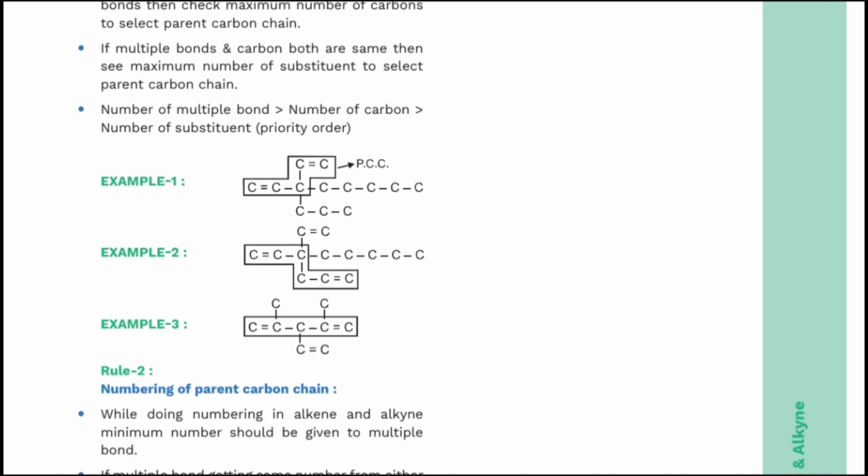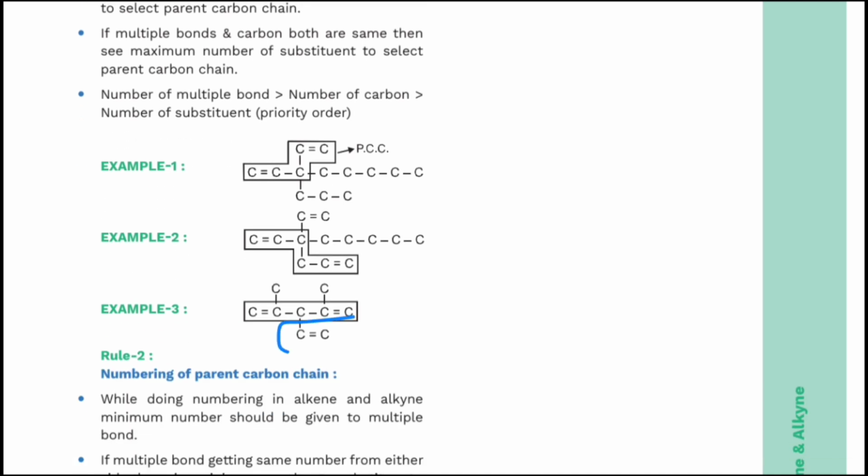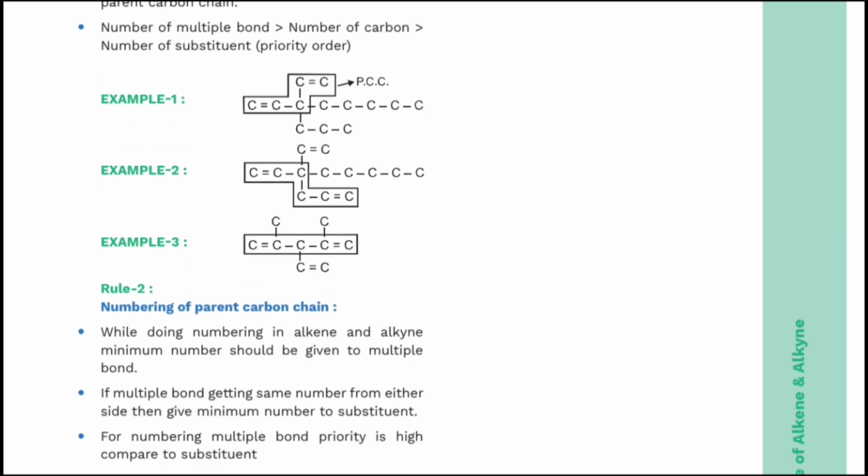But here you can see this is missing. You can select this chain as well or this chain as well, because both chains contain equal numbers of multiple bonds. Okay, don't confuse.